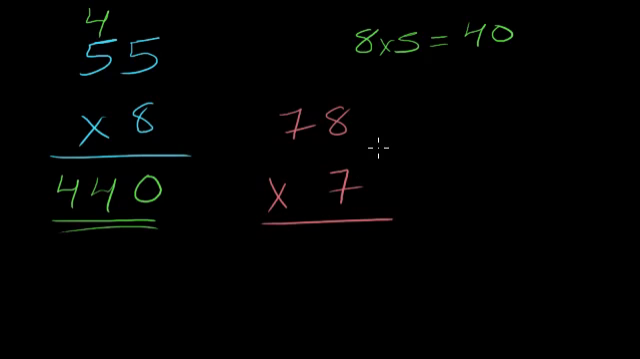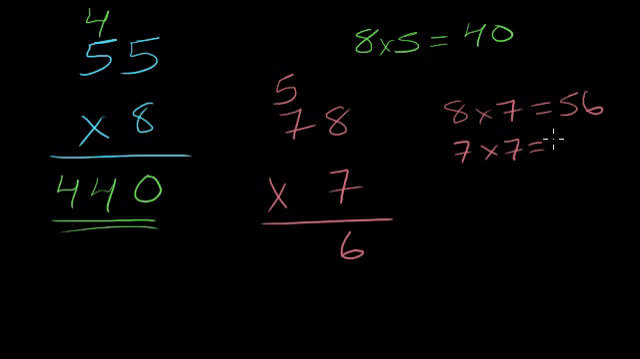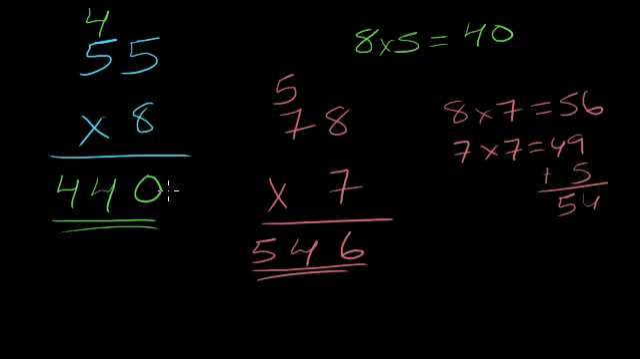8 times 7 is 56. Let me write that. This is a different problem now. So 8 times 7 is equal to 56. We write the 6 down here, put the 5 up there. 7 times 7 is 49. But we have to add this 5 up here. What's 49 plus 5? Well, that's 54. So 546. You probably, 10 minutes ago, never thought that you could figure out the 78 multiplication tables. But you see, it's a pretty straightforward process.